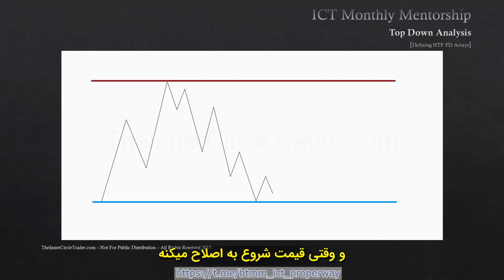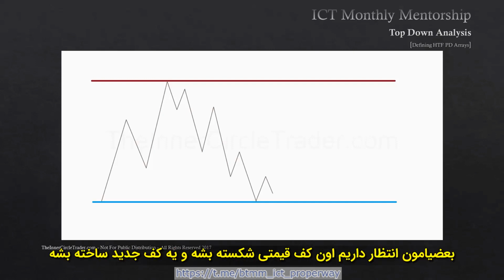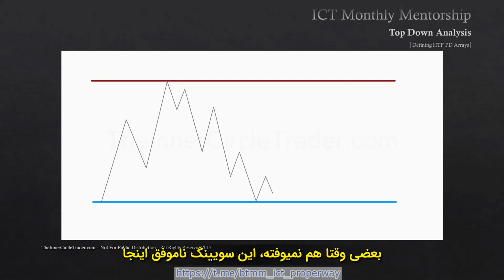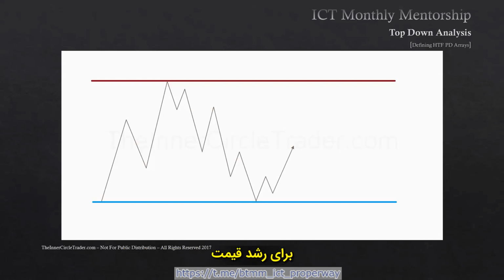When price starts to retrace again, some of us, if we were all in the same room, would expect to see that price low to be violated and a new low created. Sometimes that will happen. Sometimes it won't. This failure swing in here could be used to set up another long opportunity where price rallies. And here's the $1 million question.